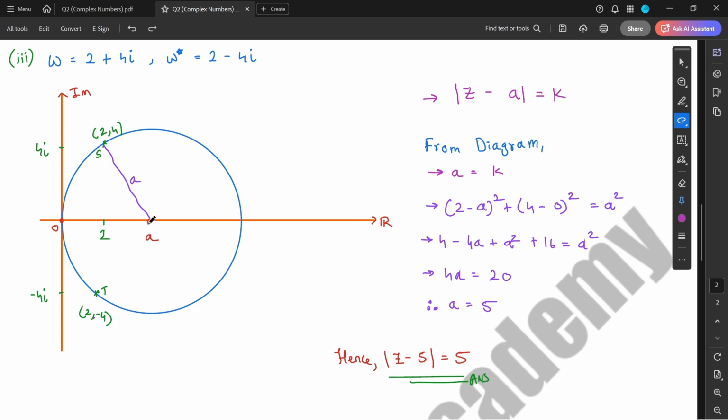And that is the formula that I've implemented over here. The x coordinate of this point is a, the y coordinate is 0. So 2 minus a squared plus 4 minus 0 squared is equal to the distance between the 2 points squared, which is a squared. And once you solve this, you will get the value of a is equal to 5. And because a is equal to k, the final solution will become modulus of z minus 5 is equal to 5. So yes, that's how you solve this question.